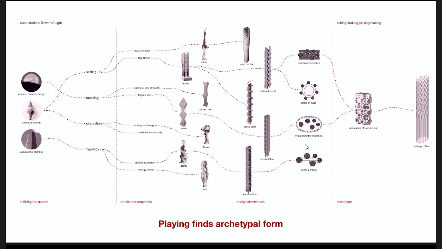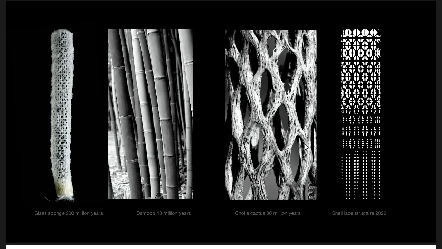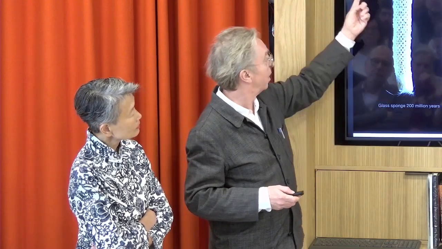So this is the process that then ensued, and it's quite a messy process. You make design alternatives, you take a poetic and pragmatic approach to each one of the different things: setting, mass, circulation, and typology. But they didn't really apply quite so much here, because this is just for the tower. But then you learn from nature. So the glass sponge is 200 million years old. Sponges don't have a brain. It makes itself just through the numeric reproduction of a beautiful structure.